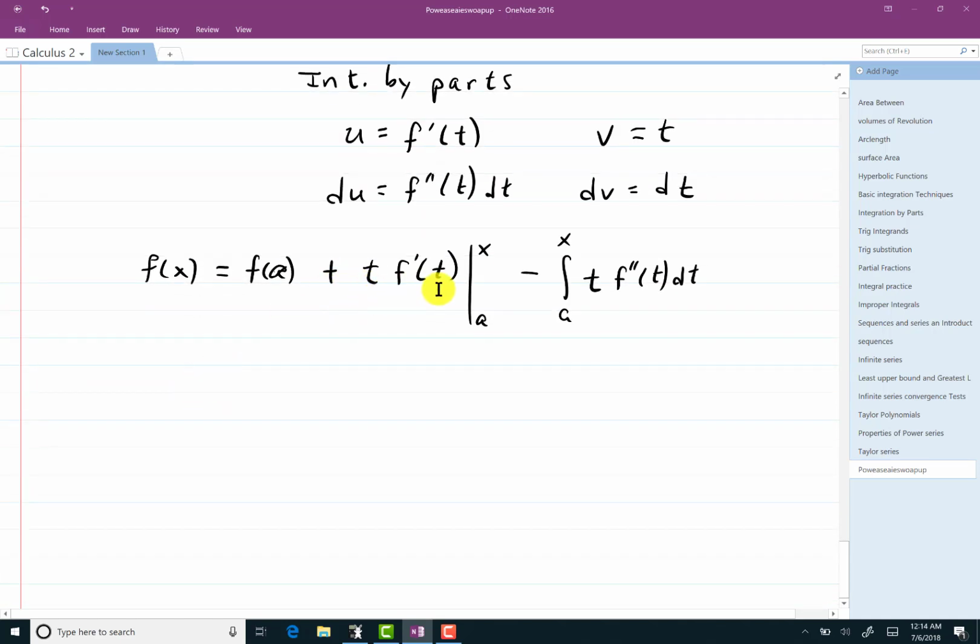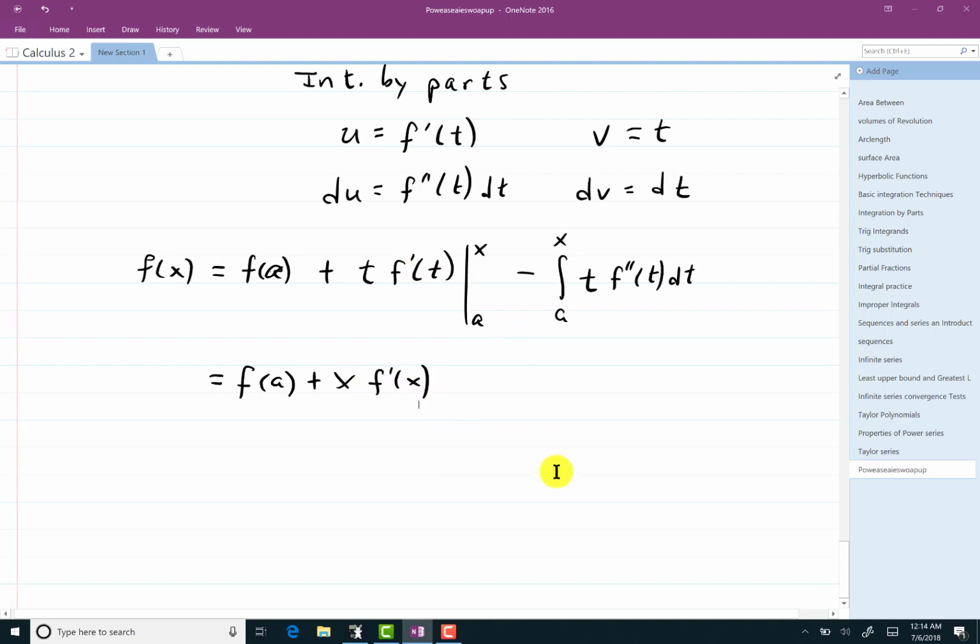Now let me go ahead and plug in these limits into that part. That's going to equal f of a plus, if I plug x in here, I'll get x times f prime of x. And I plug in a, I'll get minus a f prime of a. And then I'll have minus, I'm going to leave this integral here for a moment while I do some other stuff. A to x t f double prime of t dt.